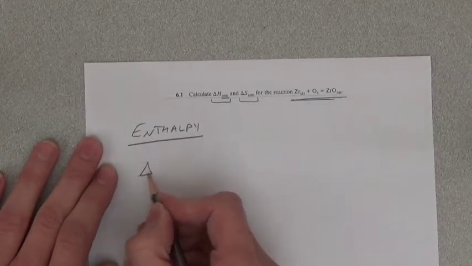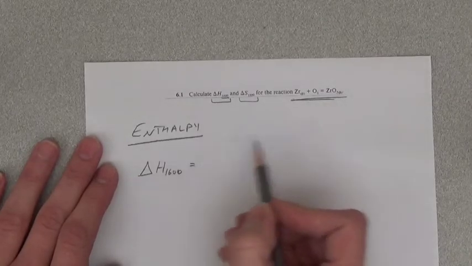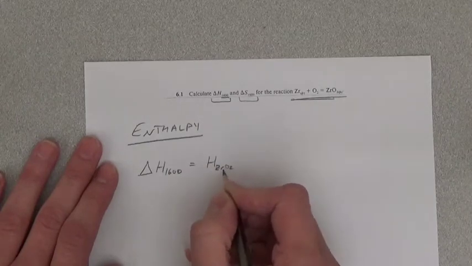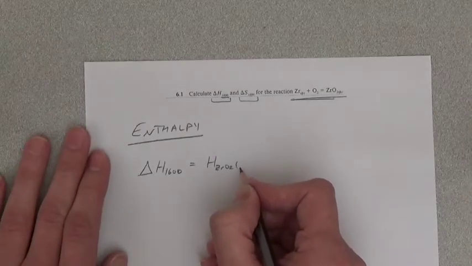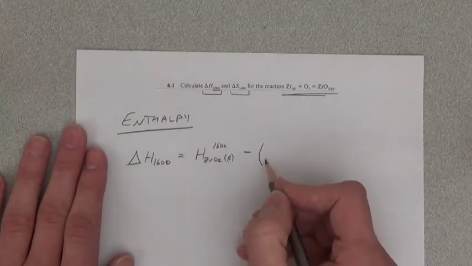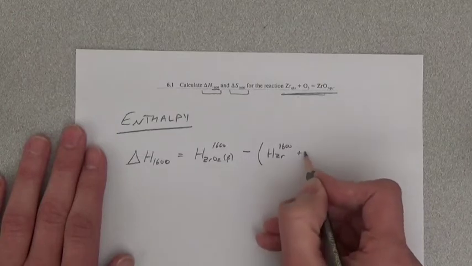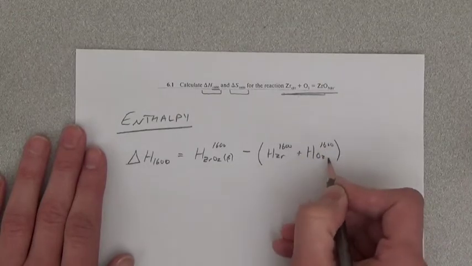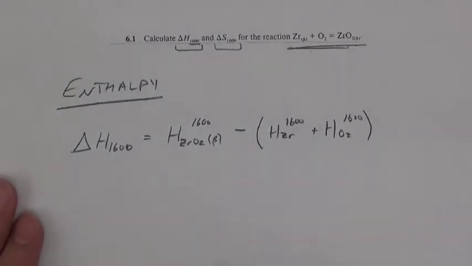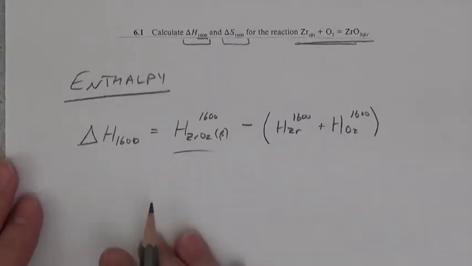So delta H 1600 is equal to the enthalpy of the products, beta at 1600, minus the enthalpy of the reagents, plus HO2 1600. Okay, let's do the product first.